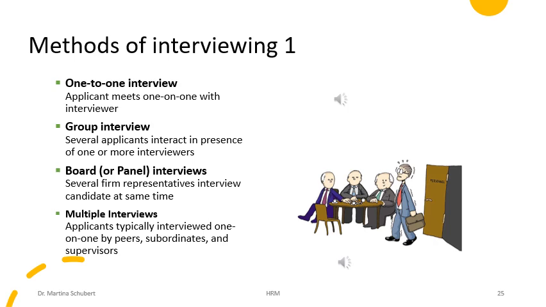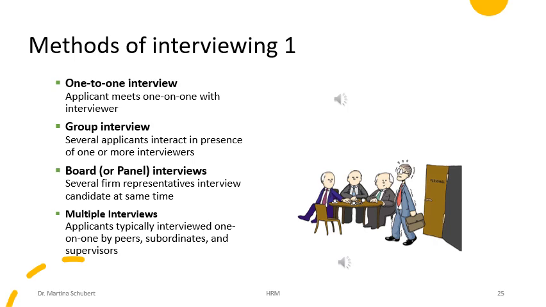In a group interview, several applicants interact in the presence of one or more interviewers. This approach may provide useful insights into the candidate's interpersonal competence as they engage in a group discussion. The board interview or panel interview is where several of the firm's representatives interview a candidate at the same time.